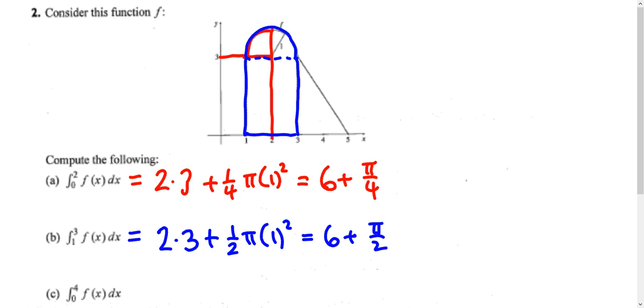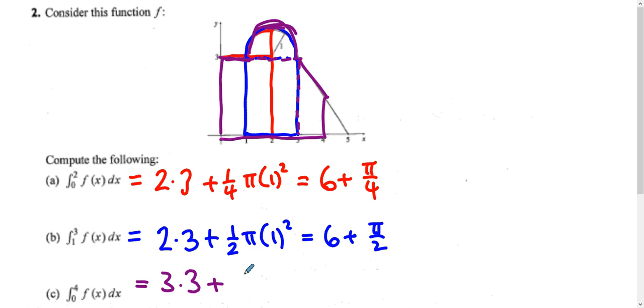And so hopefully you're going to be able to figure out the area, the integral from 0 to 4 of f of x dx, because that's just this area. Oh gosh, that's ugly. That's just this area. And that appears to be a rectangle, a trapezoid, and a semicircle. So the rectangle is easy.